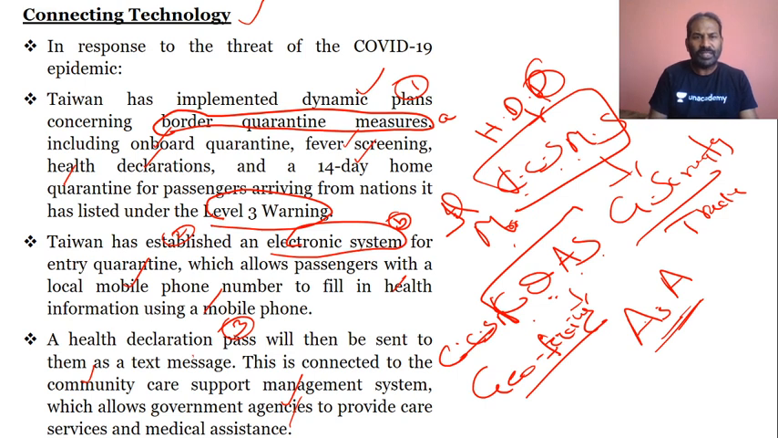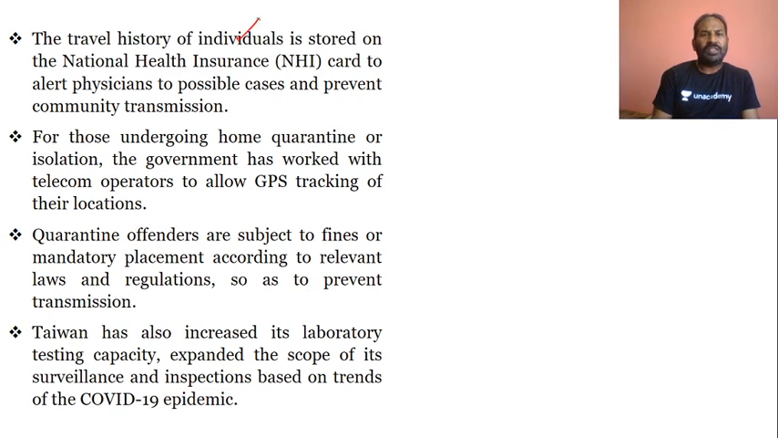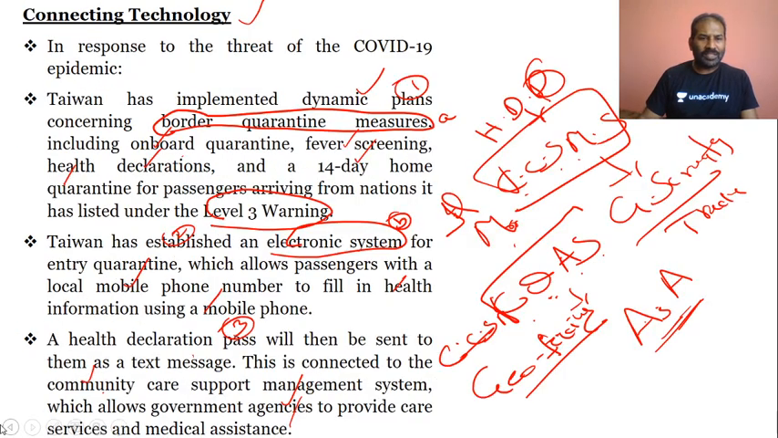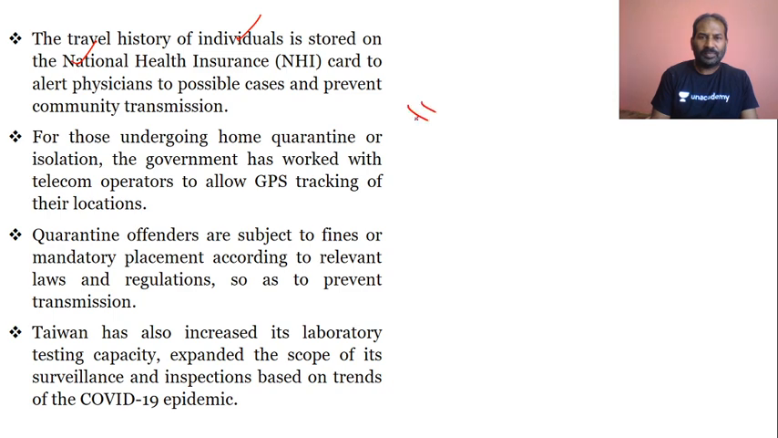That is very important. The first one is the border quarantine measure, part of it is onboard quarantining, the second one is establishing the electronic system, and the third one is the health declaration pass, which is connected to the community care support management system. All this is to keep track of the one who has the travel history, and the travel history of individuals is stored in the national health insurance card. Again, you have this health declaration pass, you have the national health insurance card, and along with this you have community care.